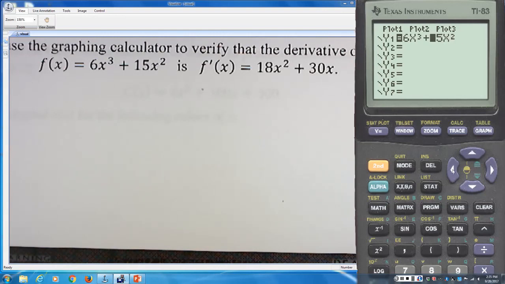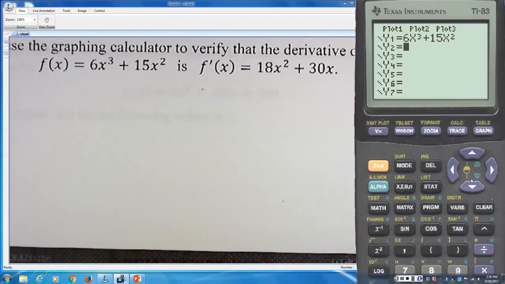Back up and put your cursor on the equal sign and hit enter. I want you to put the function in, but I don't want to graph the function. I'm not interested in the graph of the function. But I need it there to do the next step. So put it in there, but turn it off. All right?